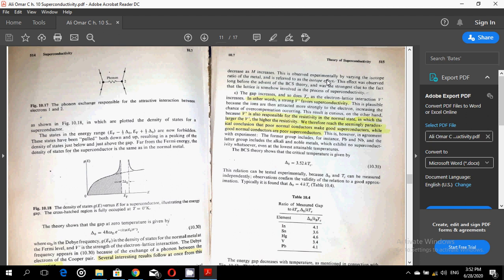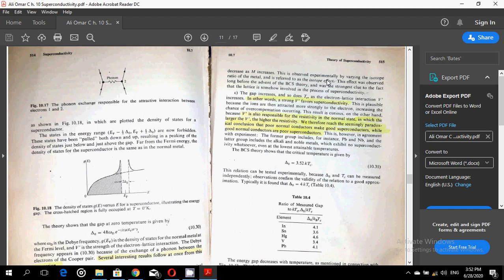Number B. Since omega d is proportional to m to the power minus half, where m is the mass of the vibrating ion, it follows that delta naught is of the order of m to the power minus half. Thus the energy gap, and hence the critical temperature, decrease as m increases. This is observed experimentally by varying the isotope ratio of the metal and is referred to as the isotope effect.